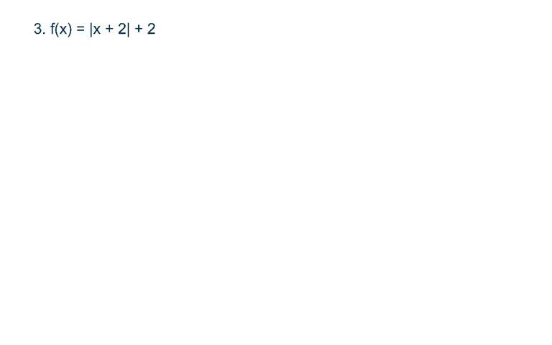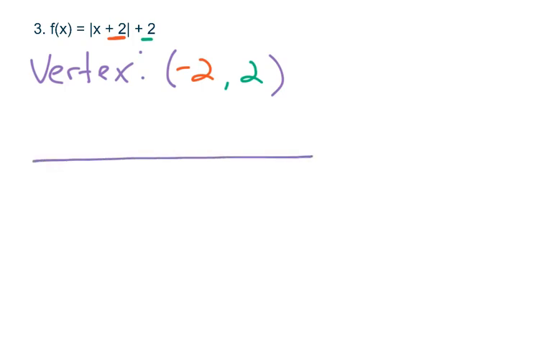Number 3, f of x is equal to the absolute value of x plus 2, plus 2. There's no number in front of x, so we don't need to worry about any horizontal shrinking. So we can just start by identifying the vertex. The y value is the one on the end, so that's positive 2. The x value is the one in the middle, but it's the opposite, so it's going to be negative 2. So we have our vertex, negative 2, 2.